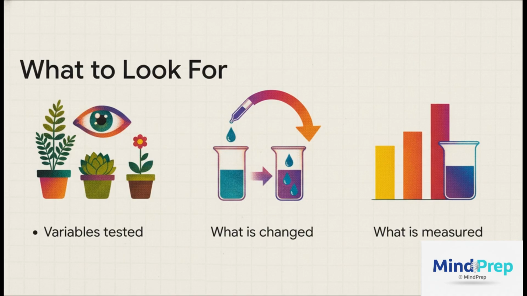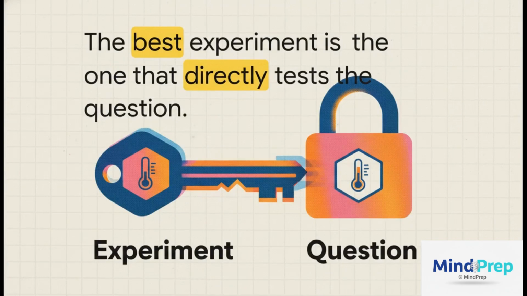So when you're looking at the different experiments, just scan for these 3 things. Think of it like a checklist. First, what are the actual variables being tested? Second, what are they changing from one trial to the next? And third, what are they measuring at the end? The right answer is going to be the setup that perfectly, and I mean perfectly, matches the goal you figured out in step 1.